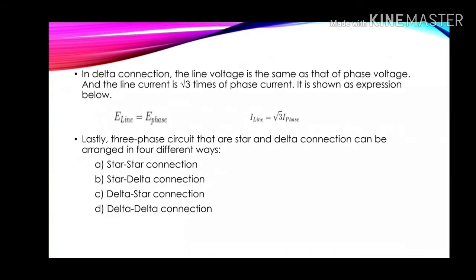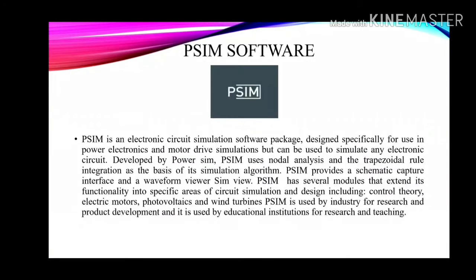Lastly, 3-phase circuits that are star and delta connection can be arranged in 4 different ways: star to star connection, star to delta connection, delta to star connection, and the last one is delta to delta connection. For this project, I use the PSIM software to design a circuit and get the result. PSIM is an electronic circuit simulation software package designed specifically for use in power electronics and motor drive simulation, but can be used to simulate any electronic circuit.